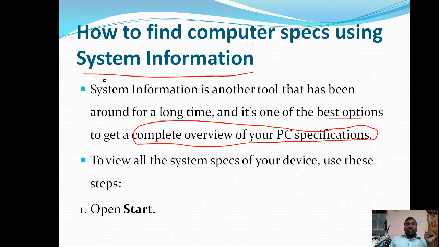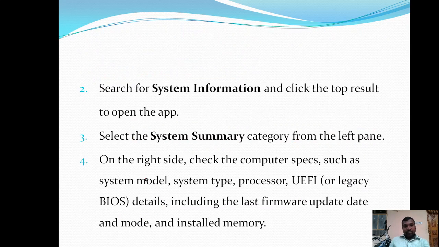So for that purpose, what you need to do is first of all open the System Information application. Go to the Start button and in the search, type System Information, then click on the top result to open the app. Okay, so click on this System Information.